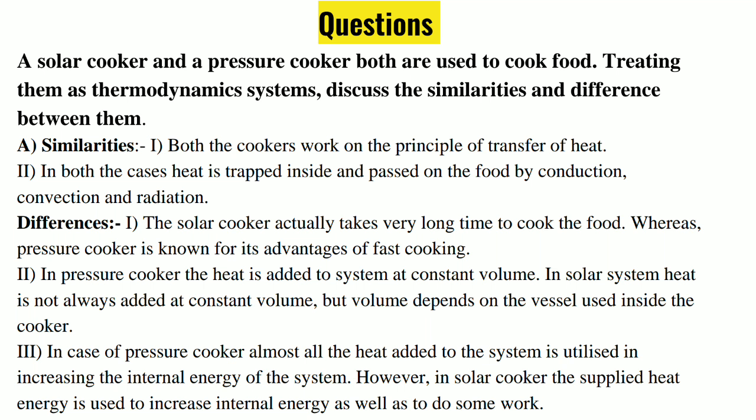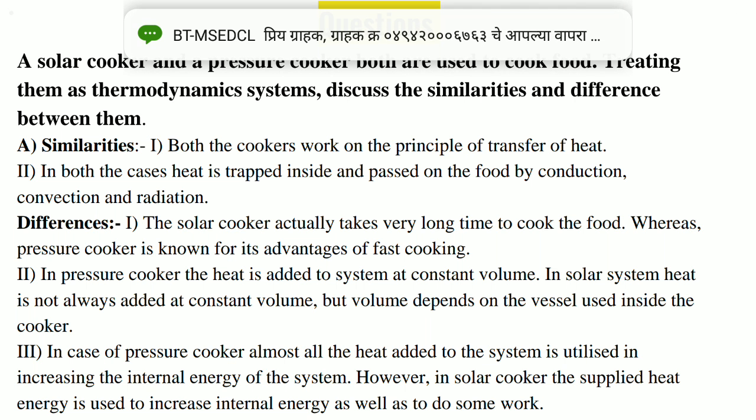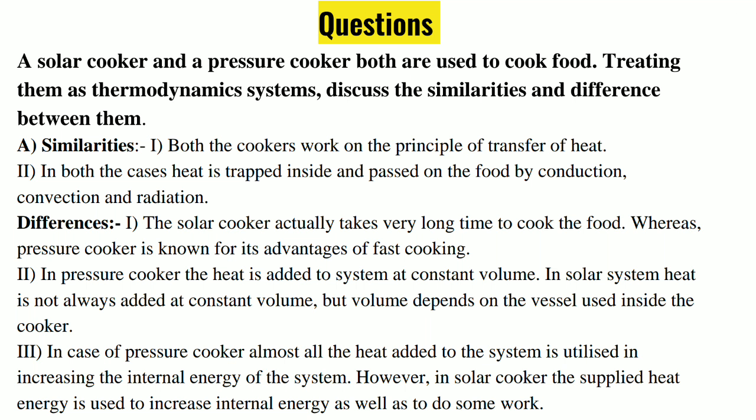Third point: in case of a pressure cooker, almost all the heat added to the system is utilized in increasing the internal energy of the system. However, in a solar cooker, the supplied heat is used to increase the internal energy as well as to do some work. In a pressure cooker, whatever heat has been supplied is used only for increasing the internal energy.